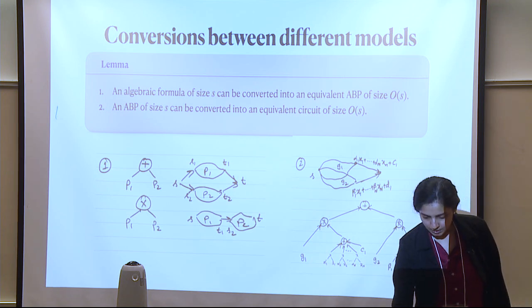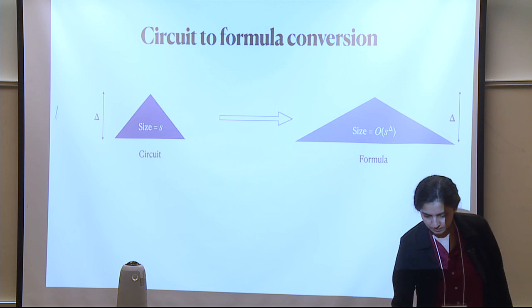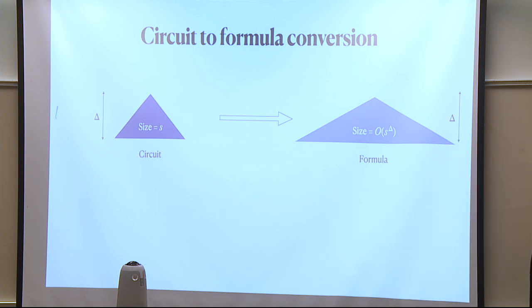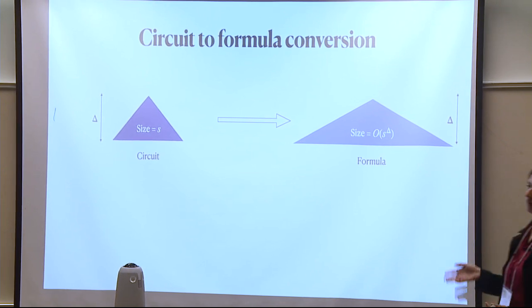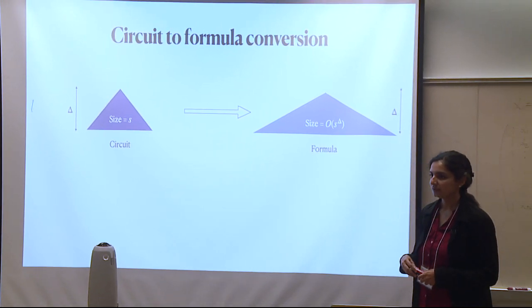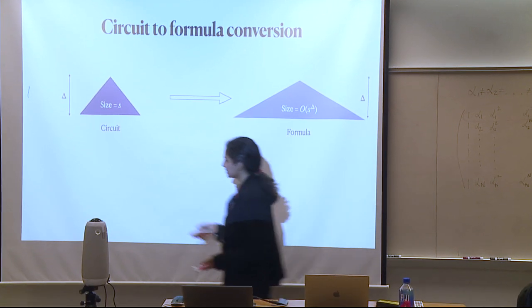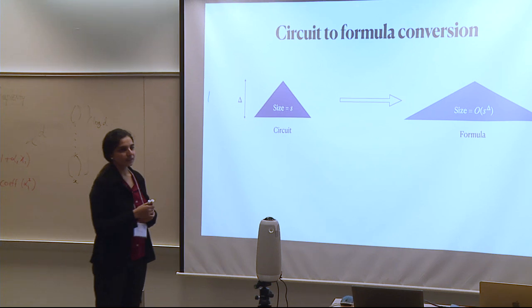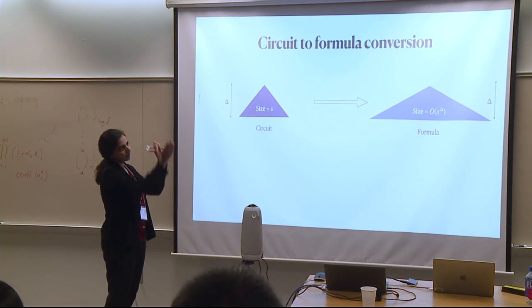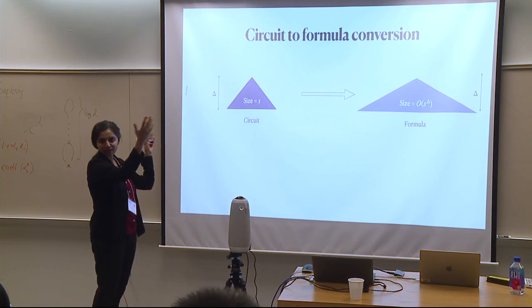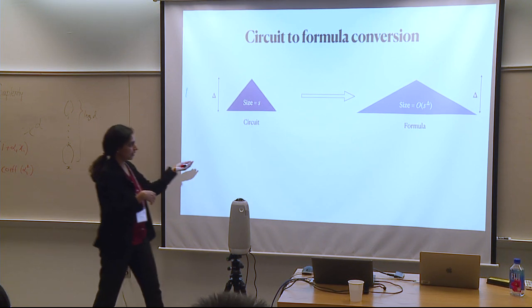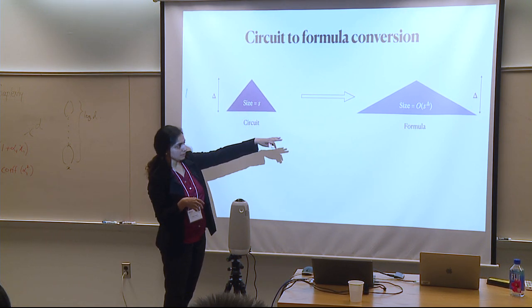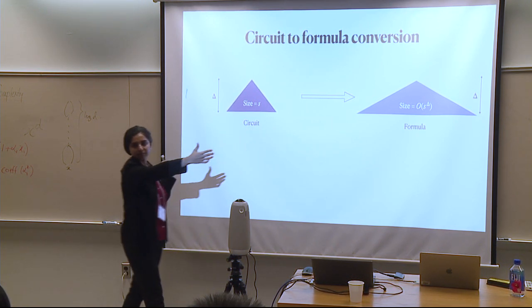Actually, one other conversion is interesting, so I'll just tell you about it. You can go from circuits to formulas efficiently, only if you have constant depth. Imagine you have a circuit of size S and the depth is constant. That means you have this DAG-like thing, every node has large fan-outs and so on. Your task is to keep the depth the same, but open it up into a tree.